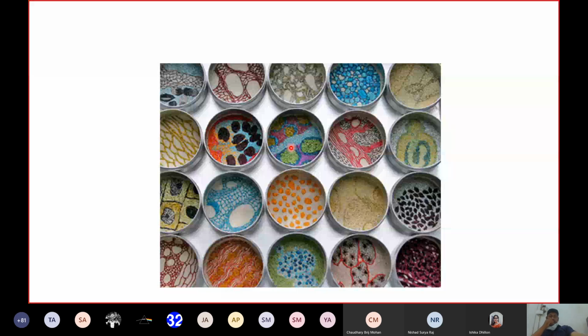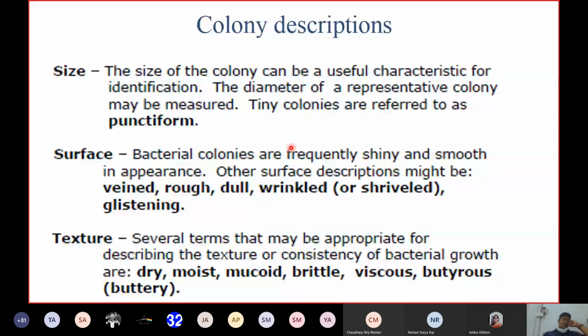Colony description: we can describe a colony in relation to size, in relation to surface, and in relation to texture. And listen, size is a relative thing. Everyone becomes very small when he or she is compared with Kali. Very simple. It's a relative thing. So whenever we are describing size, do not say big, small, or tiny. Just say it in millimeters.